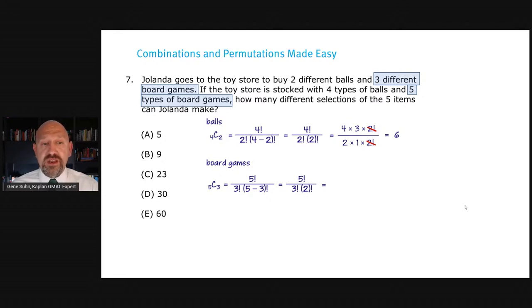The longest string here that will appear in the top and the bottom is 3 factorial. Do a little preemptive canceling out. That's 5 times 4 is 20 over 2, 10 outcomes for board games.